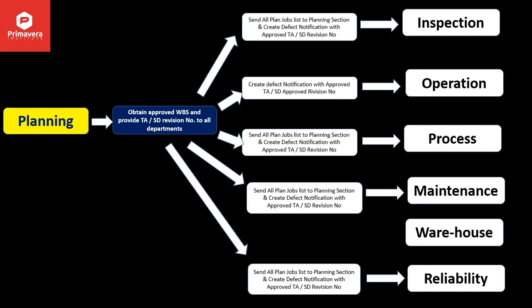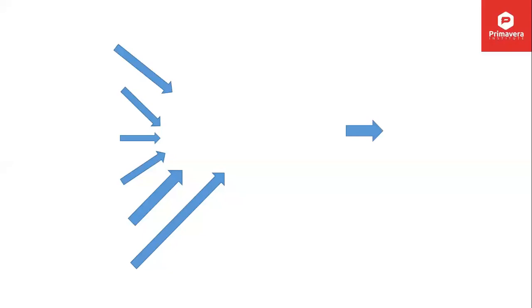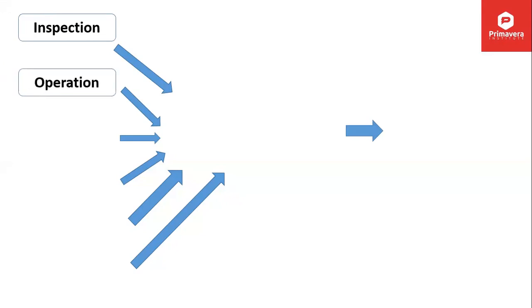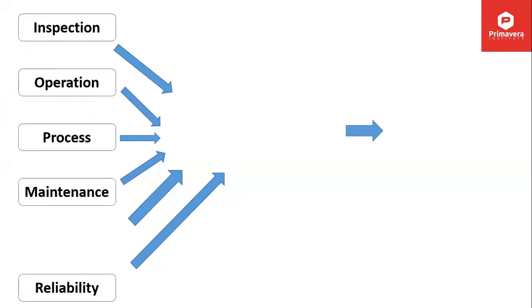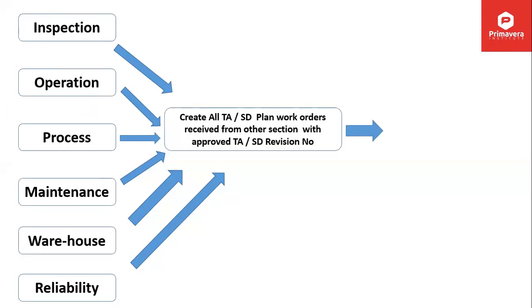Okay, so what is next? Once your planning phase is done, all the departments will get all these things. The inspection department will get back to the planning department, with the help of all the departments: operation, process, maintenance, reliability, warehouse, with one piece of information, which is called create. They will create all turnaround shutdown plan work orders received from other sections with the approved turnaround shutdown revision number.